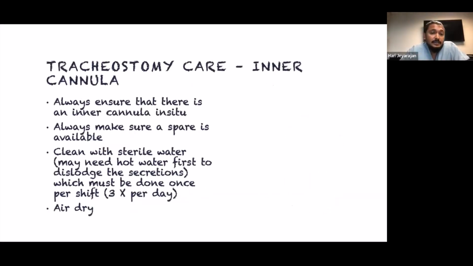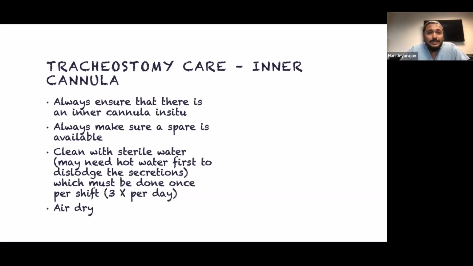Inner cannula care. So we have to always ensure that there's an inner cannula in situ in the trach. And you have to always make sure that there's a spare inner cannula available in the room. The inner cannula should be changed once a shift or 3 times a day. It should be taken out, cleaned, and put back in. You can clean it with tap water, really.